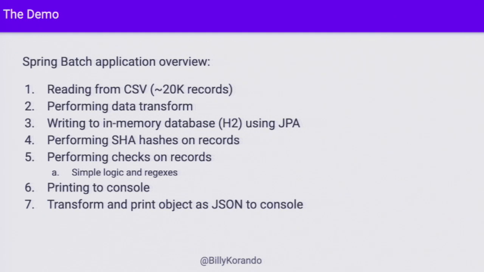And then I put together an application, just a Spring Boot application. I didn't have anything in mind about trying to write this application to make OpenJ9 look particularly good. But what I tried to do was keep everything as much in the JVM as possible. So outside of reading in from the CSV file, everything's happening in memory. You can see what's happening here: reading in a bunch of records, then performing some data transform, writing to an H2 database using JPA, doing some hashes, performing some checks, printing to the console. Just doing a bunch of things, not something really simple like calculating the volume of a cube, where OpenJ9 looks great. I'm trying to do something that at least on some level represents real applications actually running.